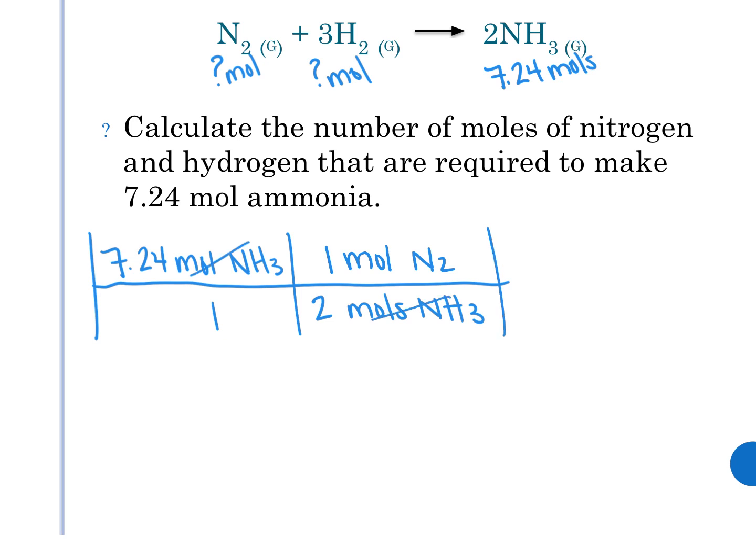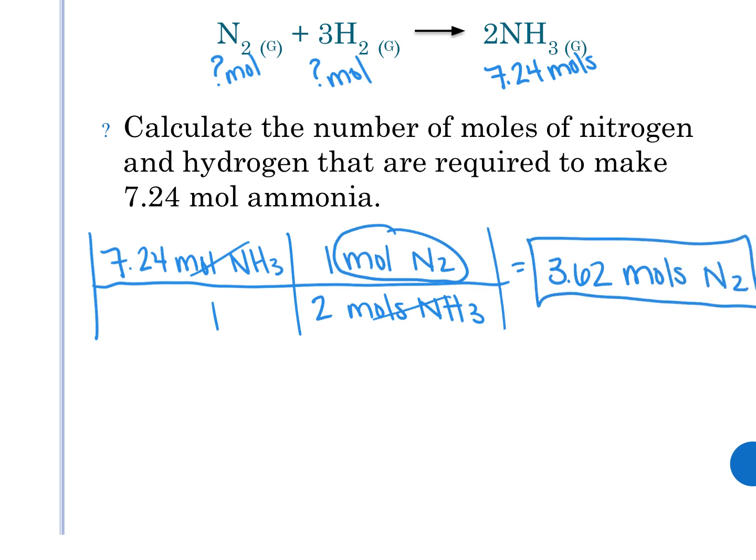Moles of ammonia cancel. The only unit that doesn't is the moles of nitrogen. So now we're just going to divide. What's 7.24 divided by 2? 3.62. Do y'all agree? Good. And what's your unit? Moles of nitrogen. Are we all the way done or just half done? Just half done. We had that second question mark up there.